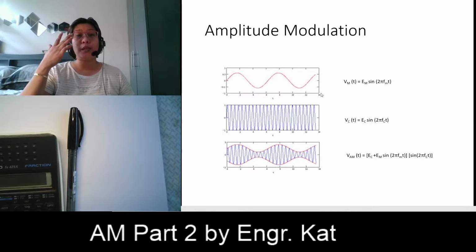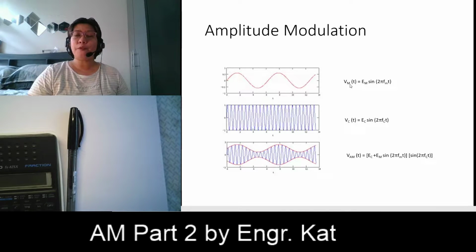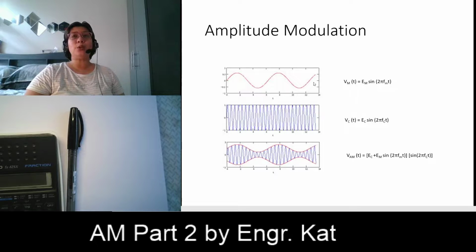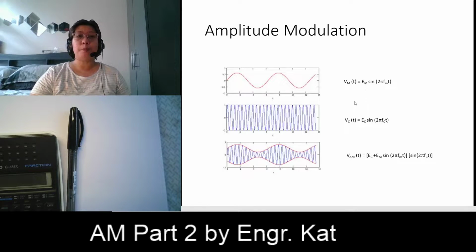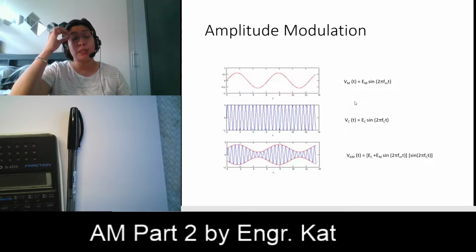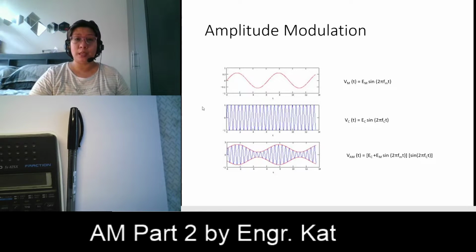Our input is represented by your audio signal or information signal. We call this VM, the modulating signal. This is a sinusoidal waveform with respect to instantaneous time. We have here EM, which represents the peak value. EM is the peak value of the modulating signal. And since it is a sine wave, it is sine of 2 pi FM t, where FM is your modulating signal frequency, with respect to time.